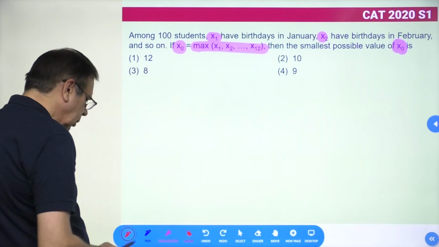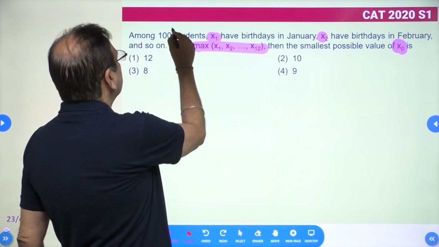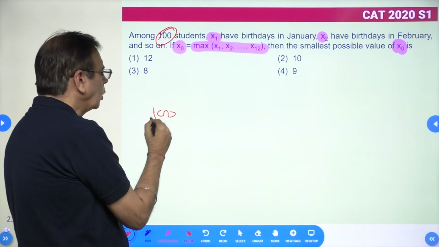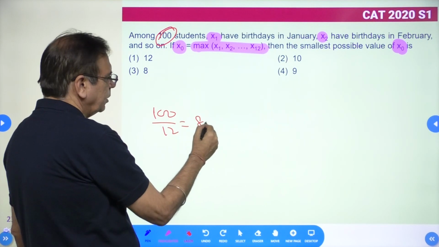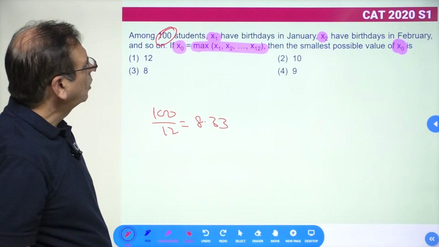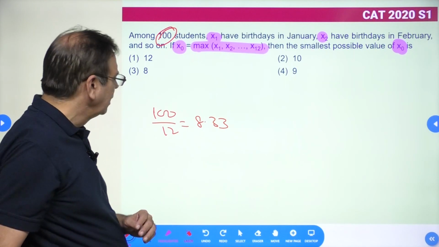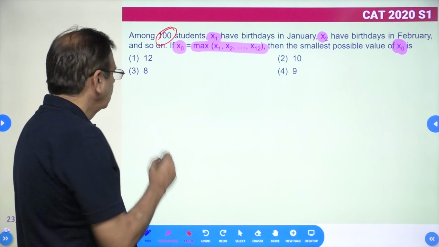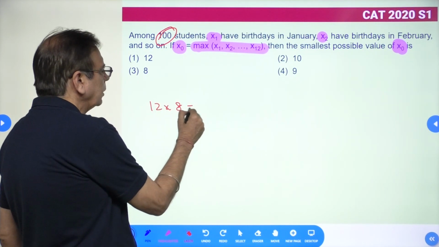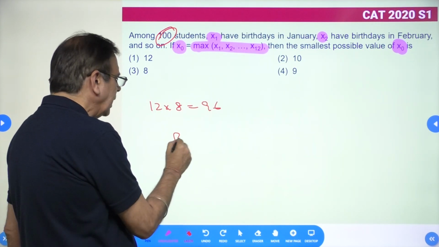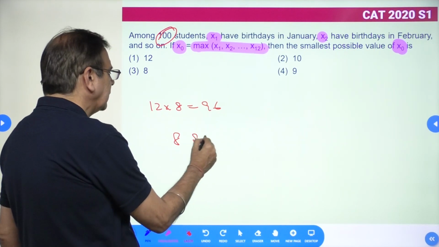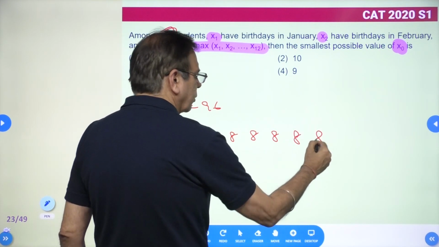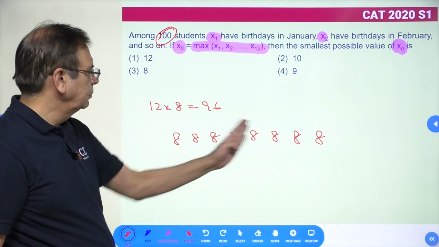Okay. So, how many students are there? 100 students. If there are 100 students, 100 divided by 12. If I want all of them to be equal, it is 8.33. But I cannot have 8.33 students. What does that mean? It will be a combination of 8 and 9. So what should I do? 12 into 8 is equal to 96. That means 8 students in January, 8 in February, 8 in March, 8 April, May, June, July, August.